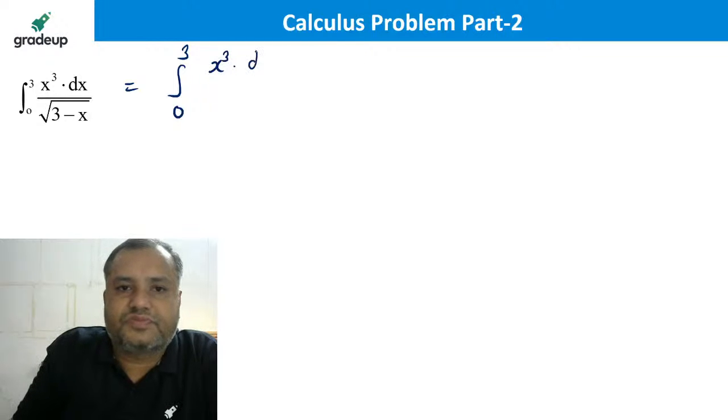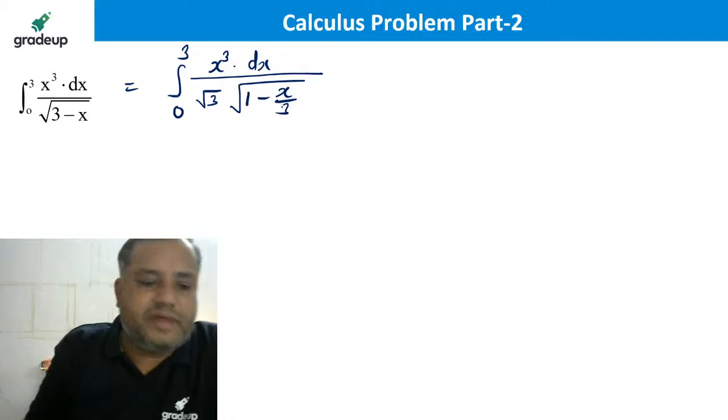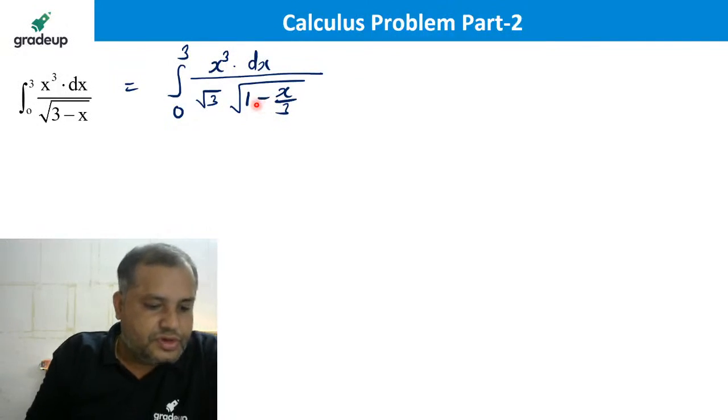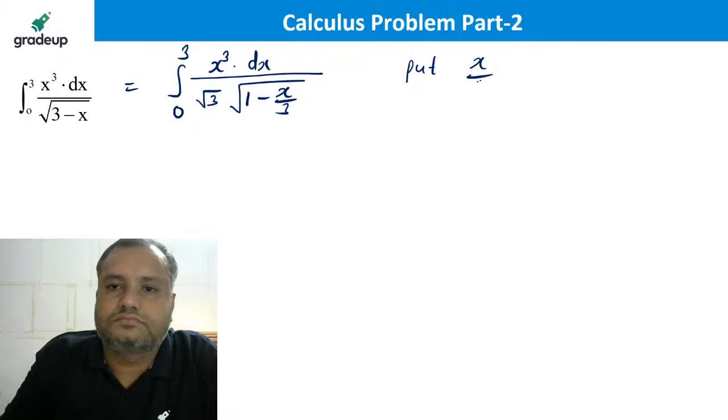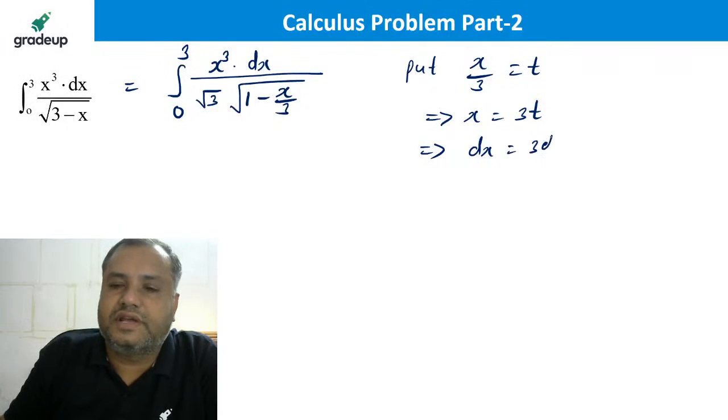x cube dx in the numerator, and I am taking 3 common from the denominator. So root 3 will come out. So in place of 3, 1 will be there. 1 will be remaining, 1 minus x by 3. So you can substitute this x by 3 equal to t. So x equal to 3t, dx equal to 3 dt.